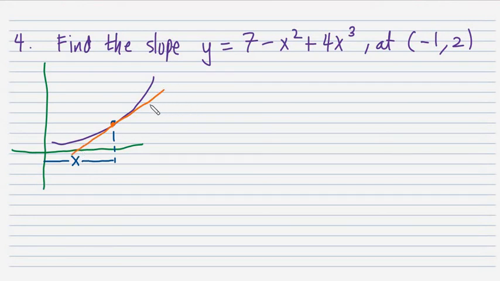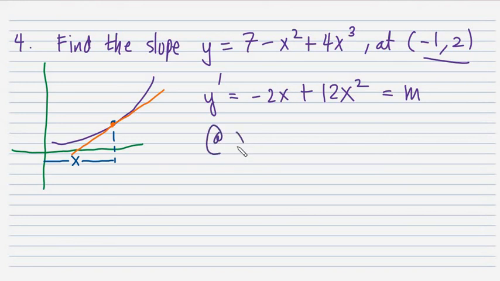And we have come to a conclusion that the slope is equal to the derivative. So we will simply get the derivative of our function. So y prime is equal to negative 2x plus 4 times 3, 12x squared. And that will now be the equation of the slope. Every point on the curve will have this particular slope, so you simply have to substitute the value of x. It is at the point x is equal to negative 1, or negative 1, 2.